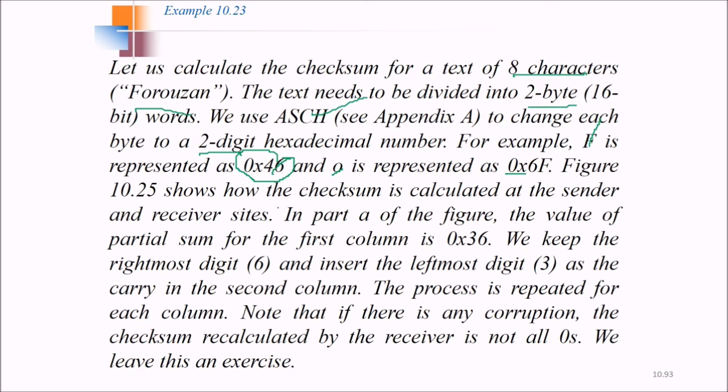So we have a figure that shows how the checksum is calculated at the sender and receiver sides. In the first part of the figure, the value of the partial sum of the first column is 0x36. And we keep the rightmost digit, that is 6, and insert the leftmost digit 3 as the carry in the second column. So the process is repeated for each column. And we have to know that if there is any corruption, the checksum recalculated by the receiver will not be all zeros. So we leave this as an exercise for you.